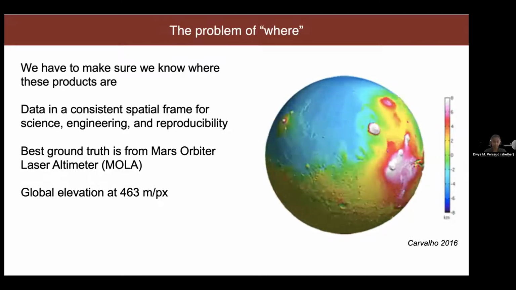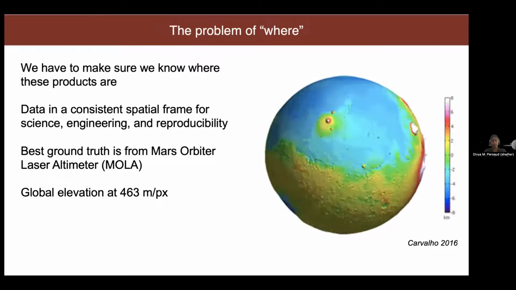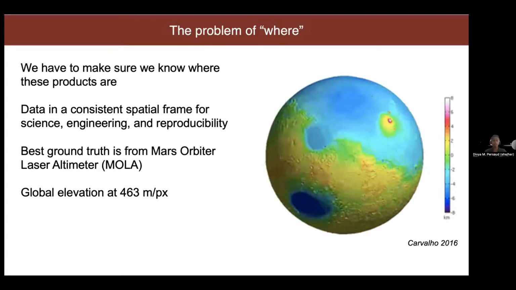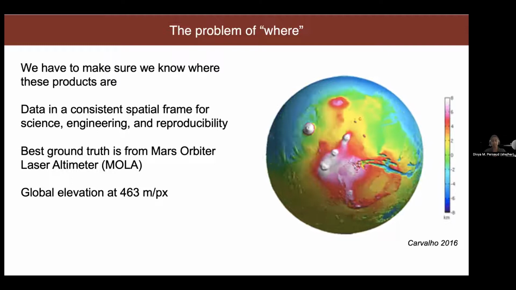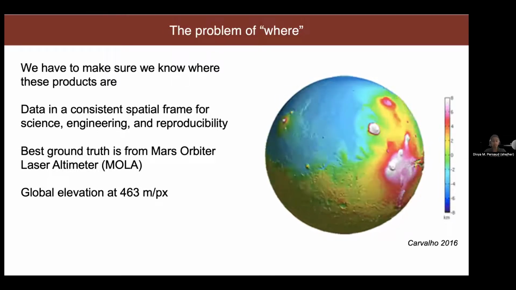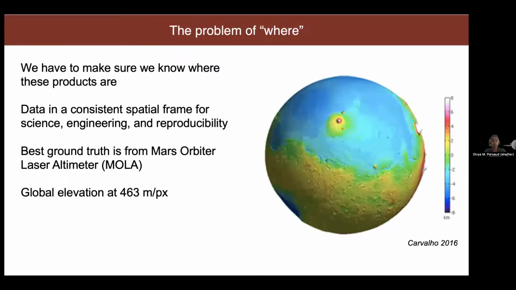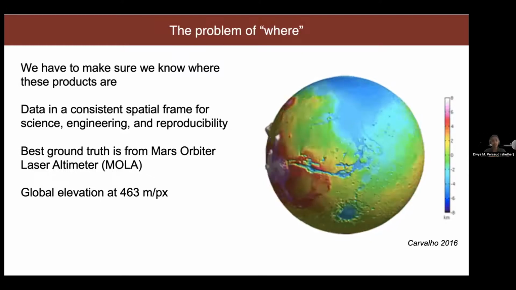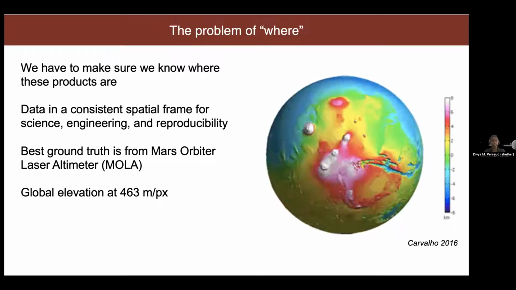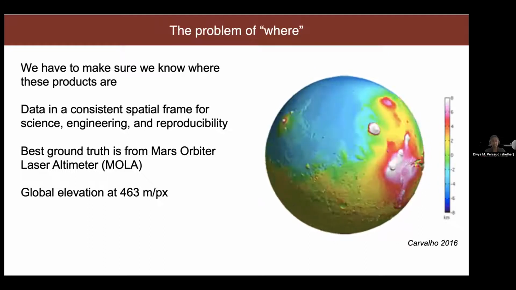The reason we need to know where things are is that we want our data in a consistent spatial framework. For doing our science, if we want to make, say, a big base map over an area, we want to make sure everything's in the right place. We don't want these weird overlaps. For engineering, if you're driving a rover, you need to know where things are if you're trying to map out a traverse. And reproducibility, which is really important. I want to be able to pass my map on to other people. They can drop their data products in and everything is in the right place. We're not seeing a 200-meter shift between things.